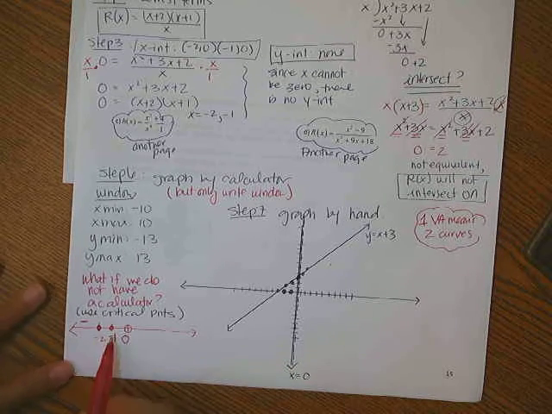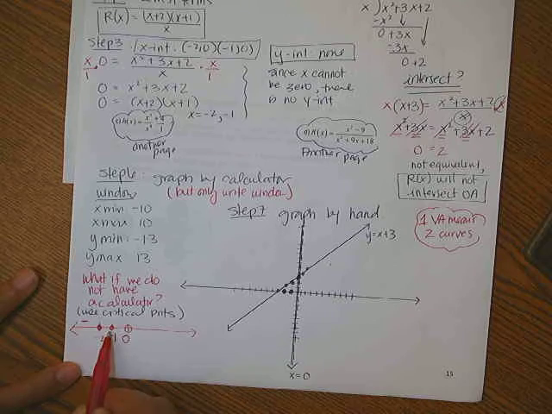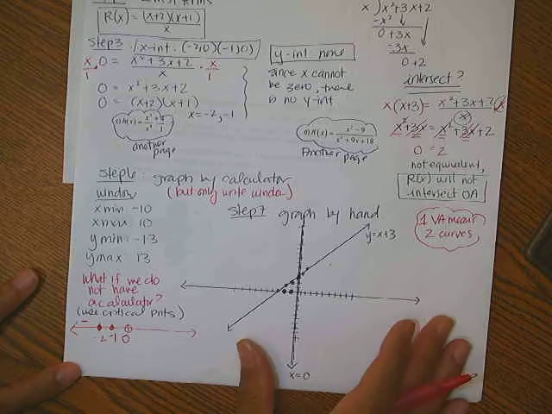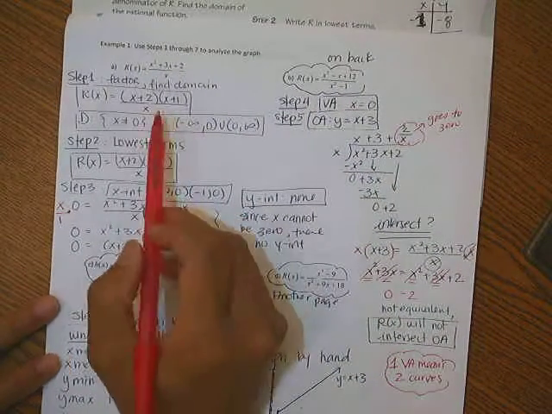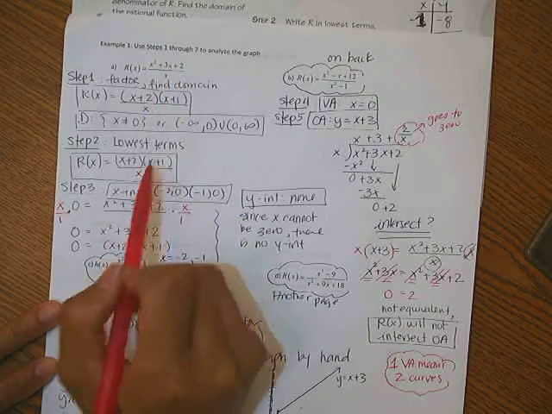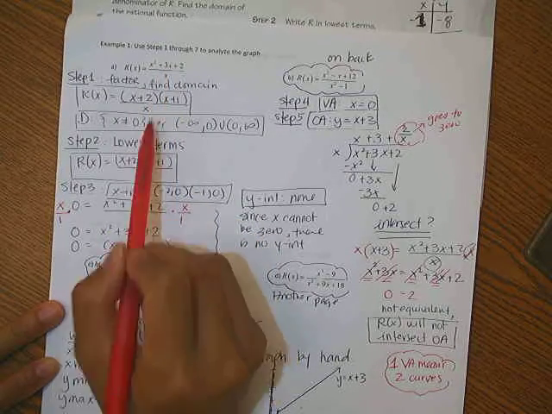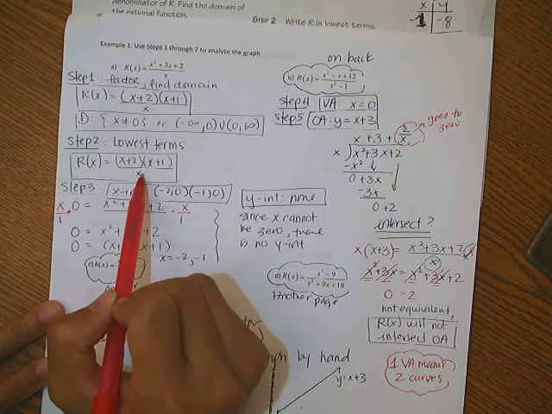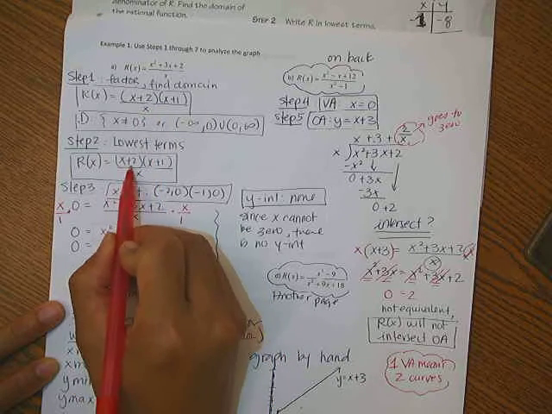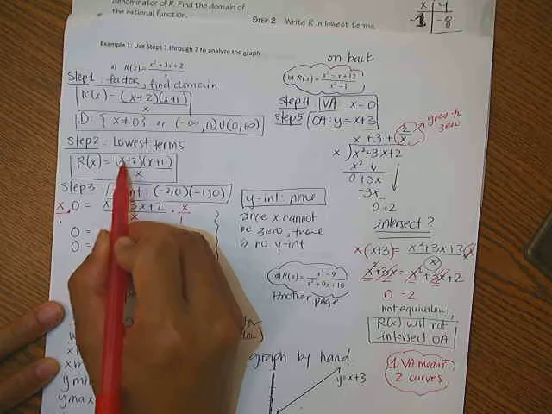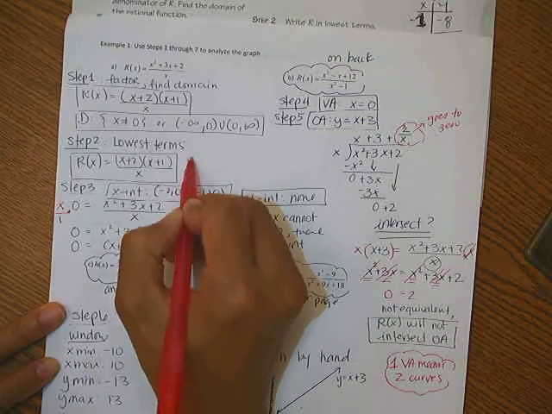Okay? I'm going to pick something in between, which is negative 1.5. So here we go, negative 1.5. I can use the original or I can use the lowest term. Since the lowest term is just in factored form, I can use this one. Here we go, negative 1.5 plus 2. Is that positive or negative? That would be a positive.